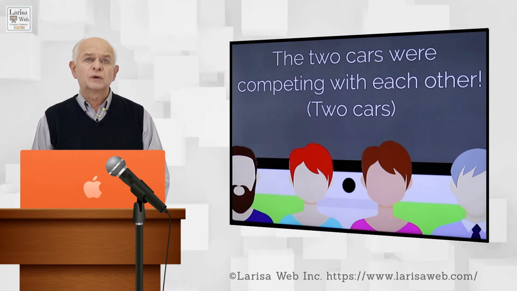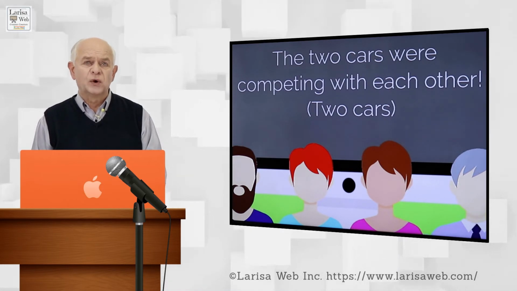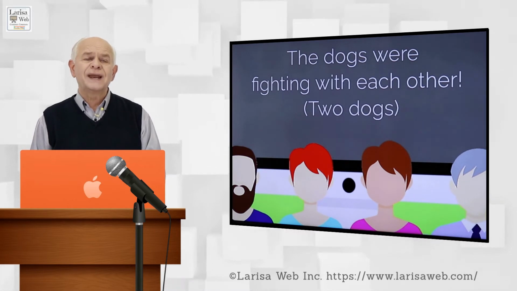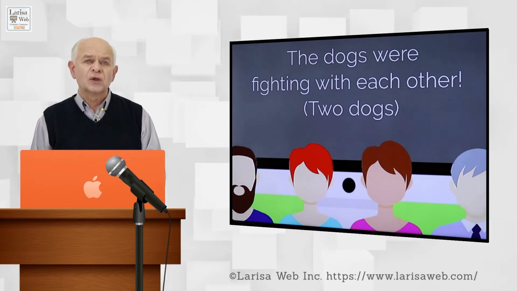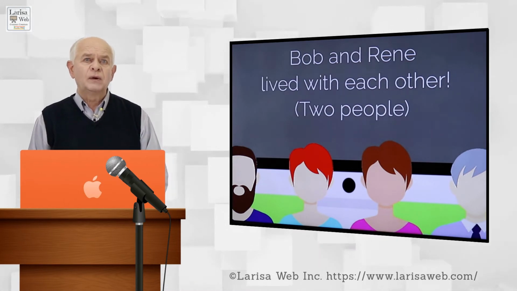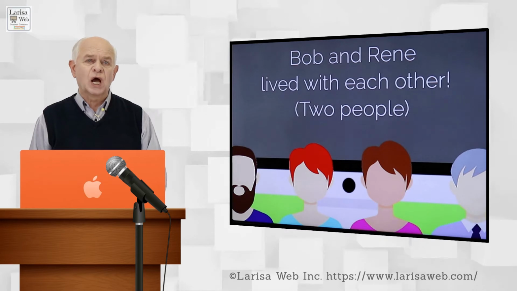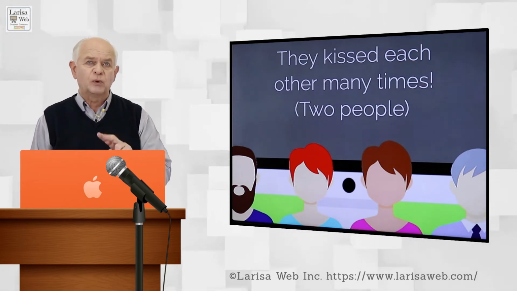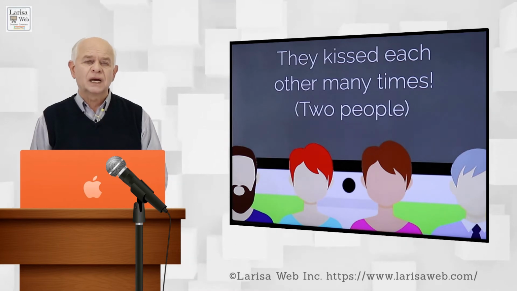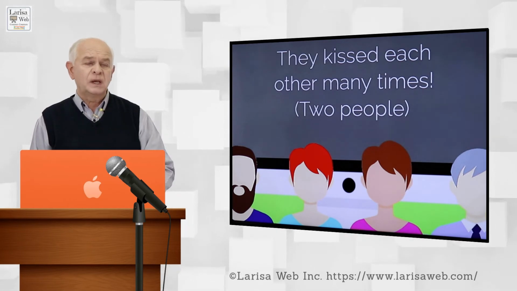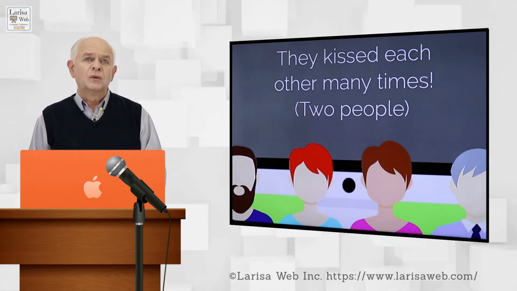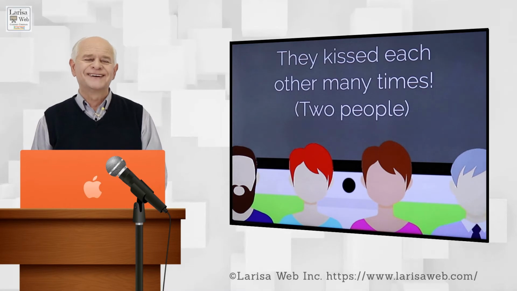The two cars were competing with each other. There were just two cars. The dogs were fighting with each other. Only two dogs, each other. Get it? Bob and Renee lived with each other. Two people, only two people. They kissed each other many times. Just two people, maybe husband and wife, they're in love and they kissed each other many times.